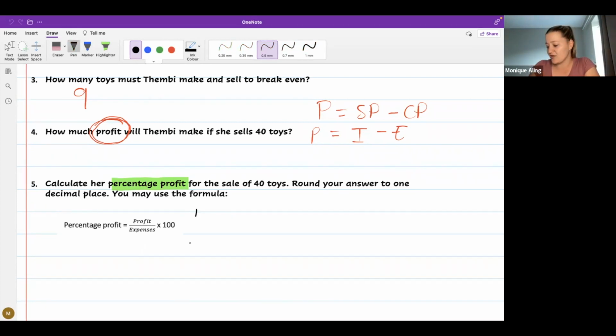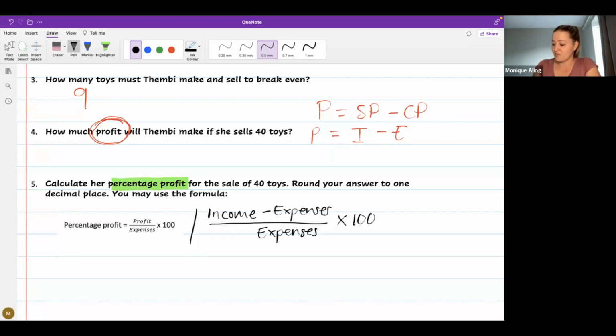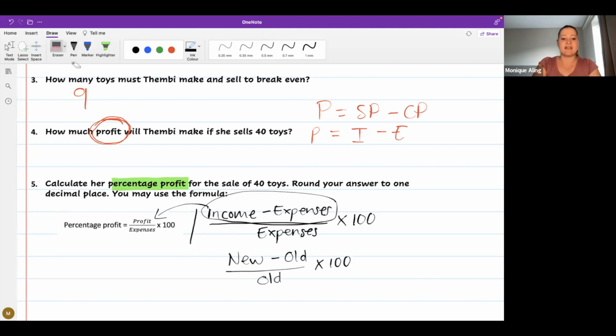They could also give you the formula like this, income minus expenses over expenses times 100. So that might be one that you're familiar with. But remember, your income minus expenses is the same thing as saying profit. Or you might have seen a formula, new minus old over old times 100. Same thing applies. Just so you know, they all mean the same thing. They all give you the same answer.